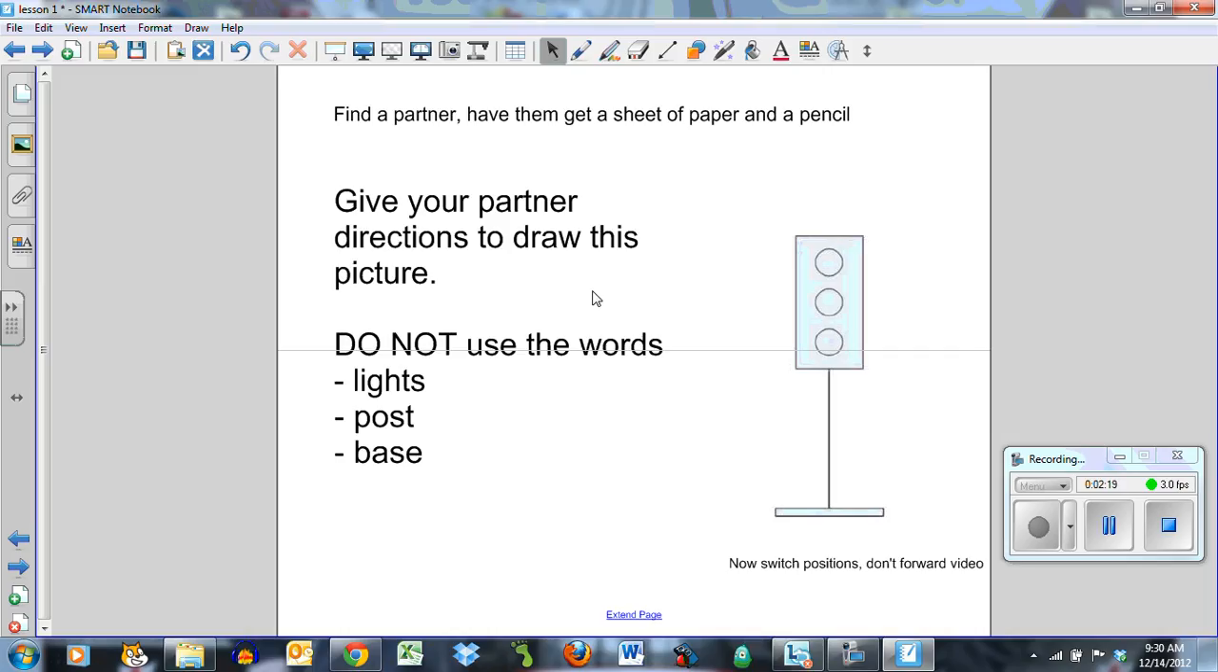And once you're done, of course, you should compare your pictures and see how well you did. Depending on the person that you're working with, if you want to switch positions so that the other person gives the directions and you draw the picture, that's fine. Don't forward the video. I'm going to show you the next picture right away. So pause if you need to.